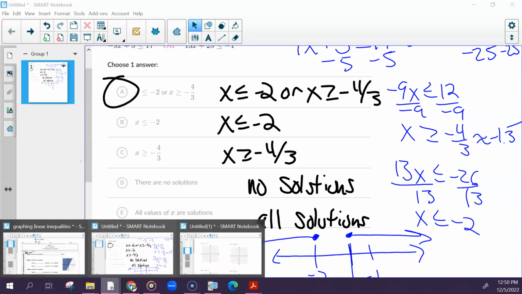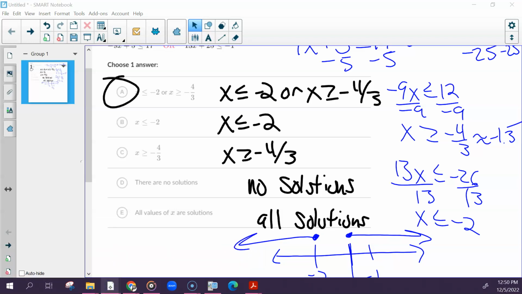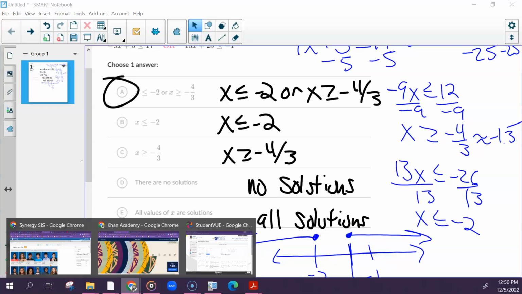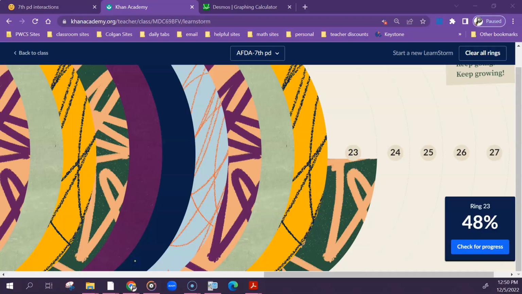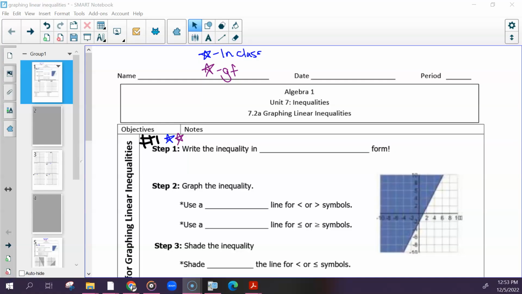No, there is. I was drawing or erasing, so I had to go back to it. All right, so everyone should have these notes in front of them. Pay attention.